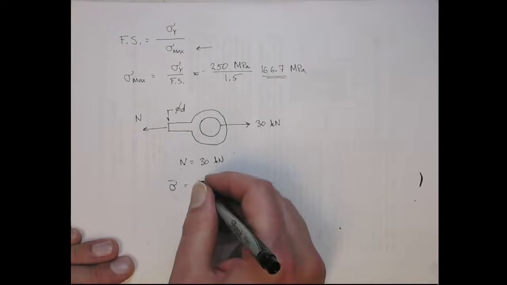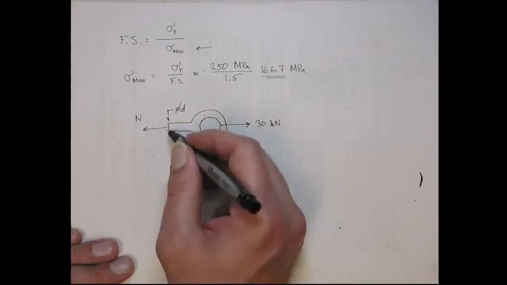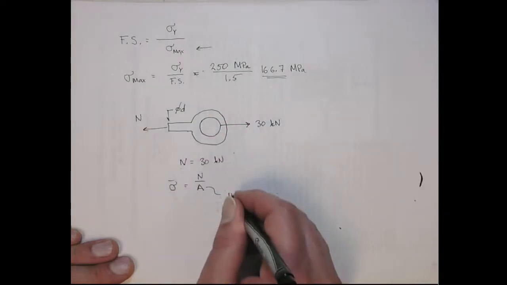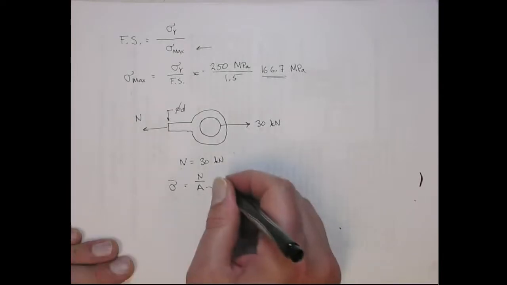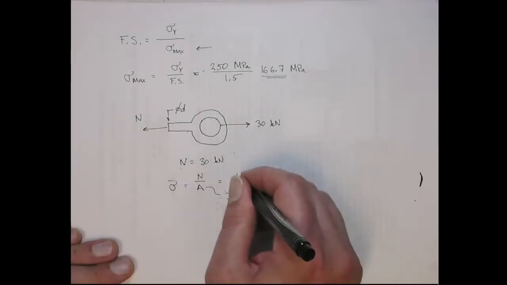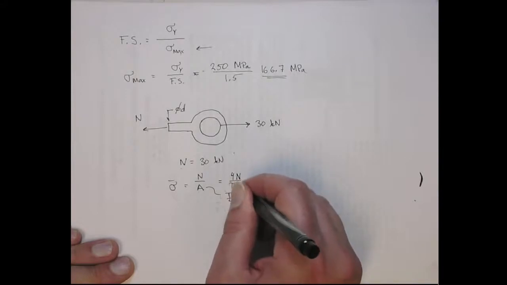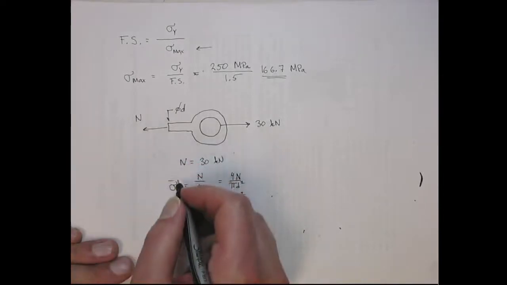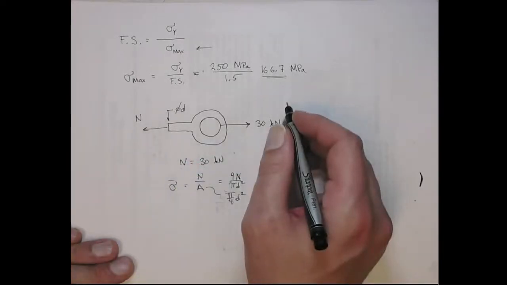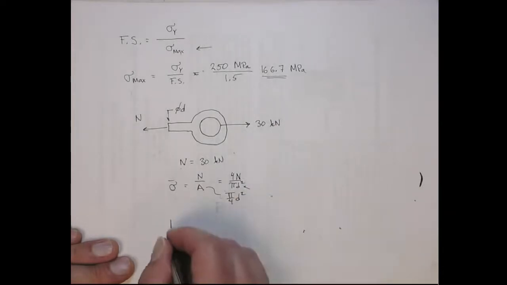Now I can use that to compute the average normal stress. That's N over the cross-sectional area that the stress is being applied to, which is pi on 4 d squared. So that gives me the stress is 4N over pi d squared. Now I know this is the 166.7. I want to find d, so I can solve for it.